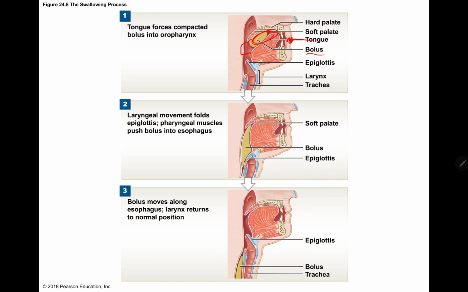Then we have laryngeal movement, where the larynx folds and will close the glottis. Notice how it's up at first, and then it turns down. And it's those pharyngeal muscles that help to push that bolus into the esophagus. And remember that esophagus is going to be posterior to the trachea, right behind the trachea. The bolus will move along the esophagus, the larynx will return to its normal position, and the epiglottis moves back up to an upright position.